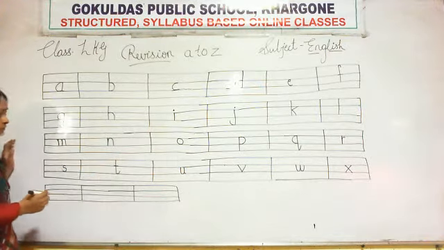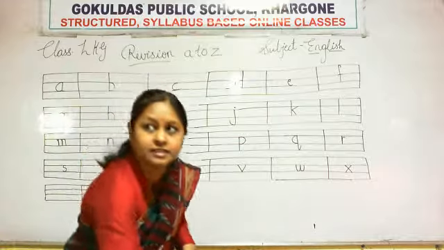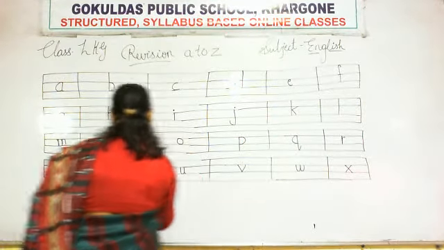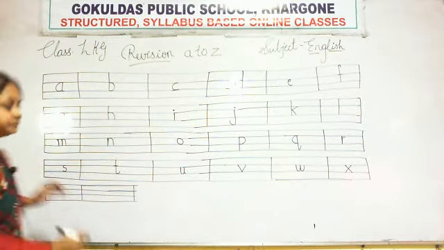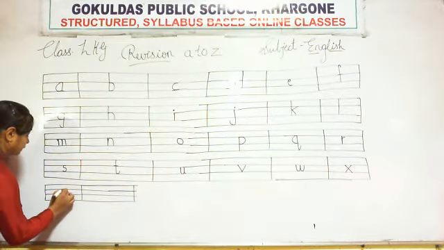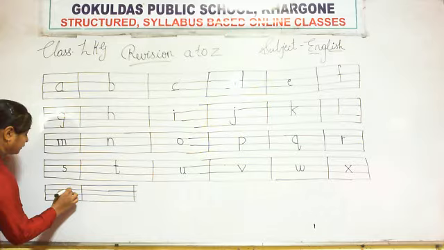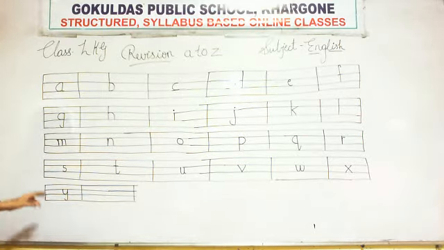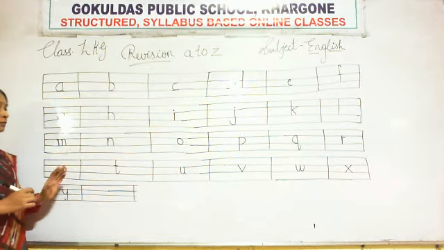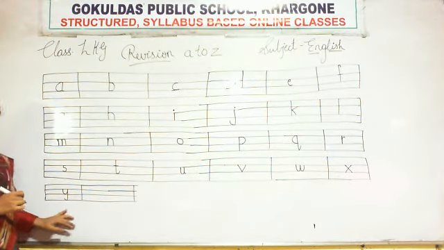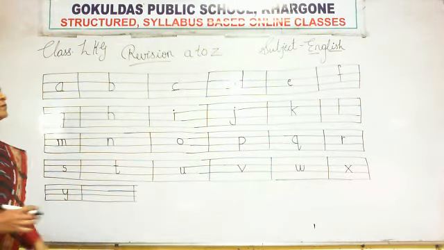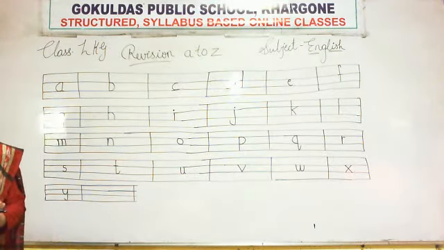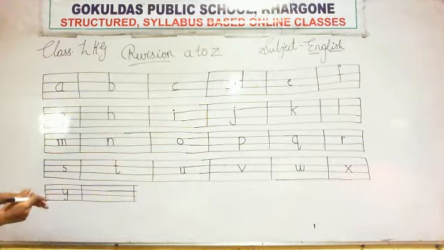After X, which letter will come? Y. First you have to write U, then down and curve. Which letter is this? Y. W, X, Y. Done in your notebook or not? Okay, very good.